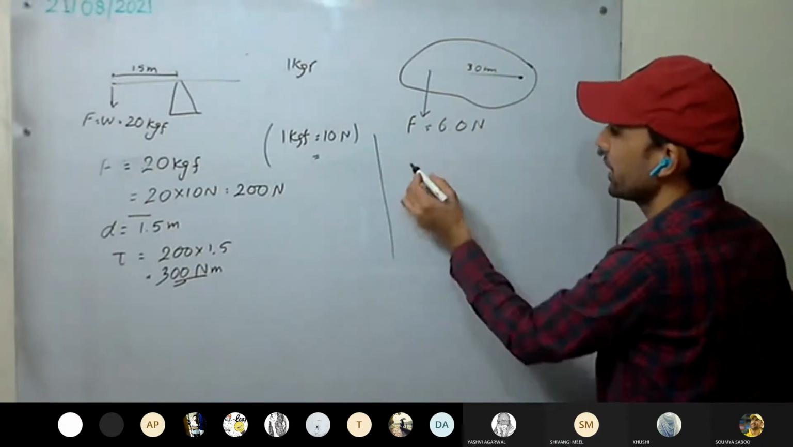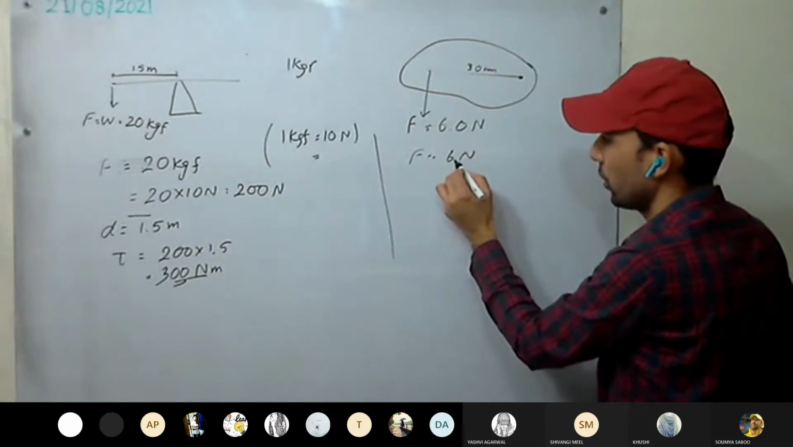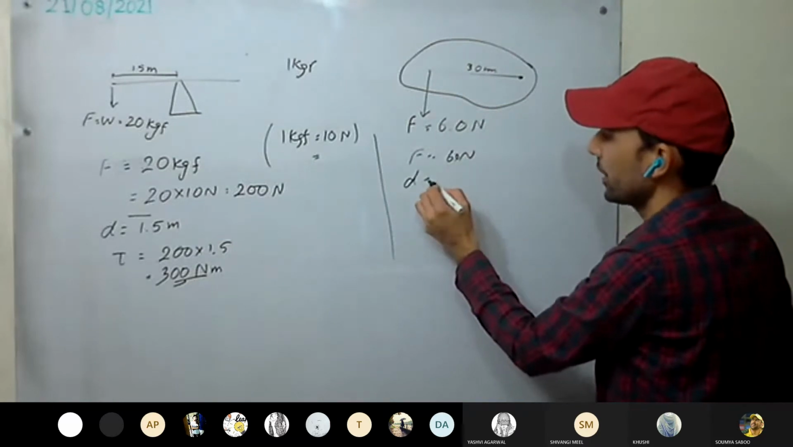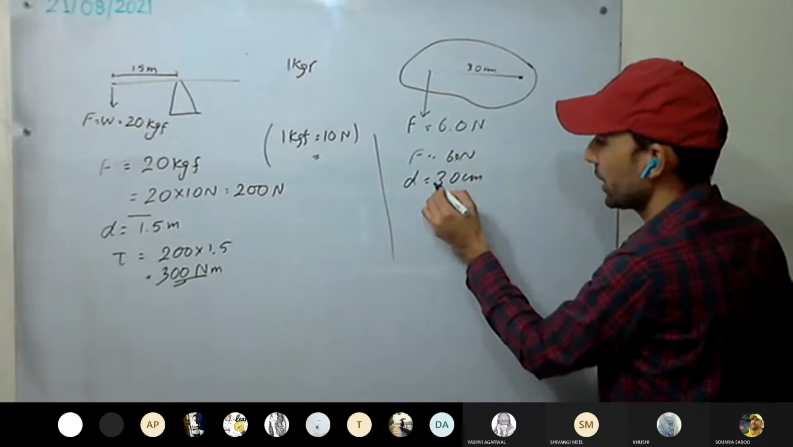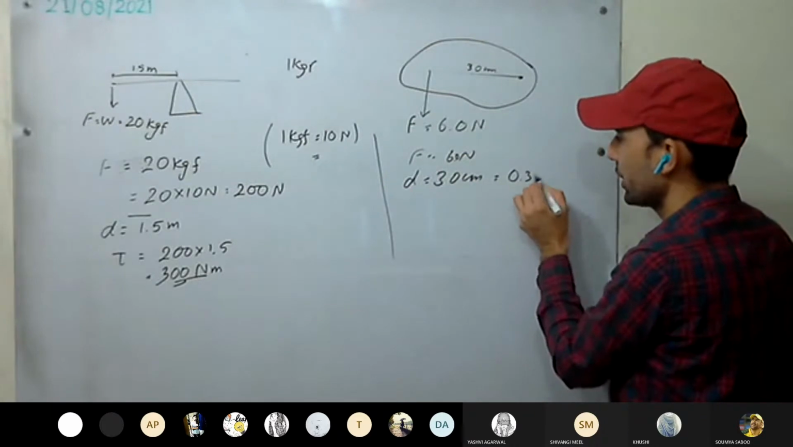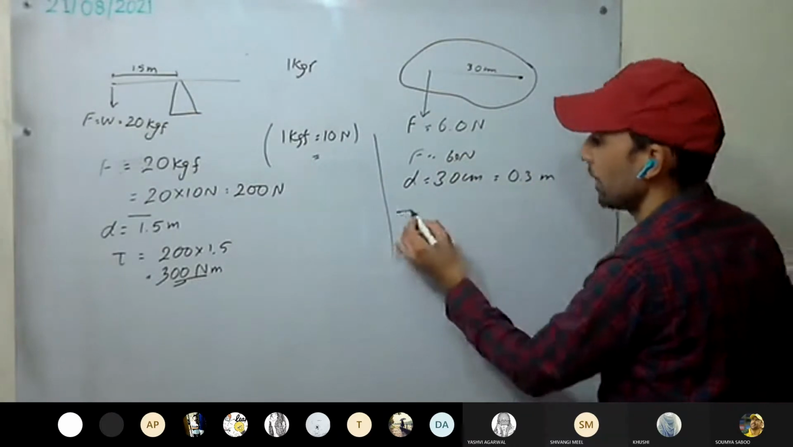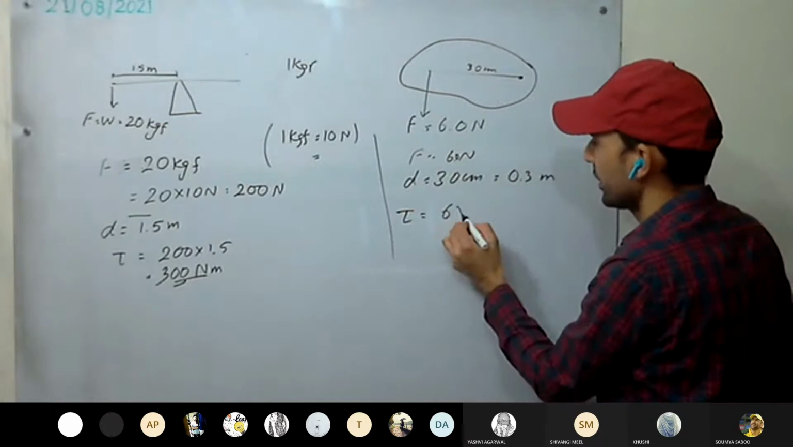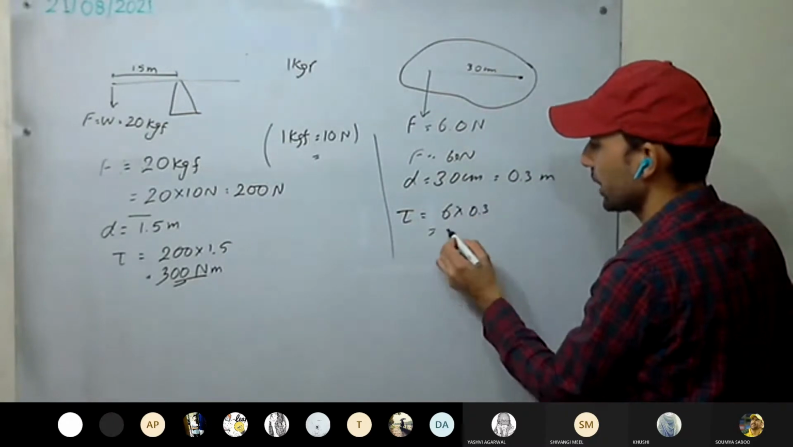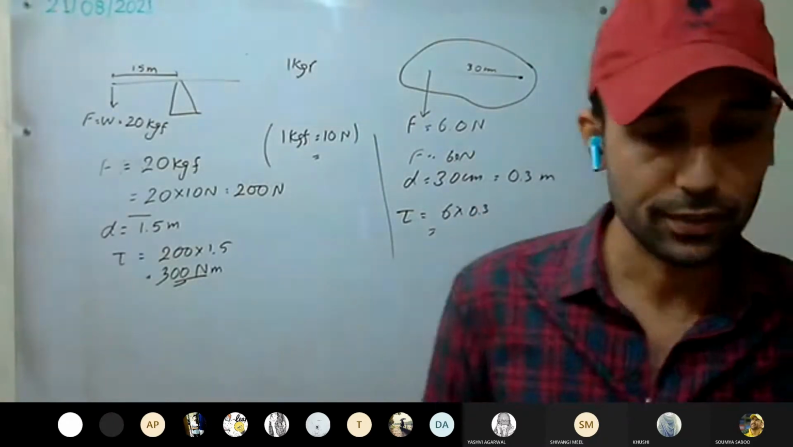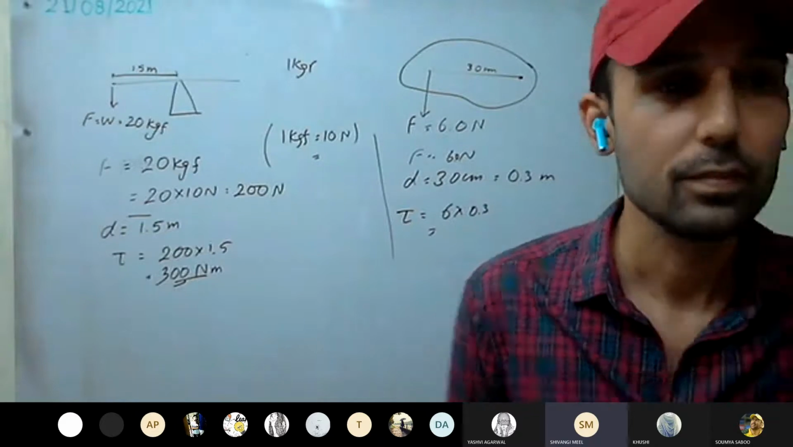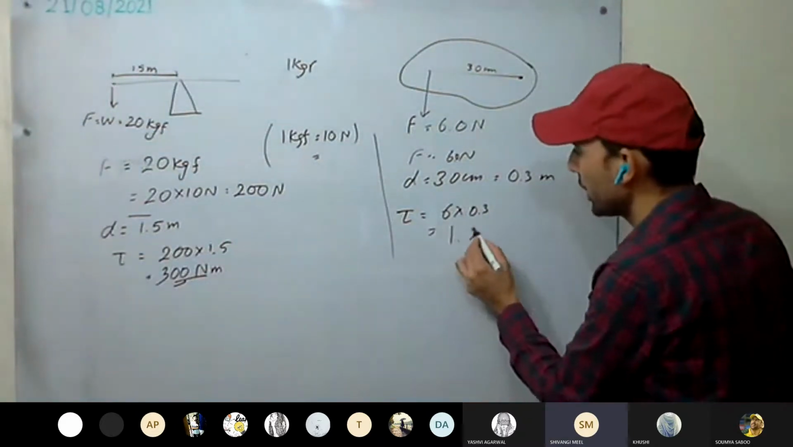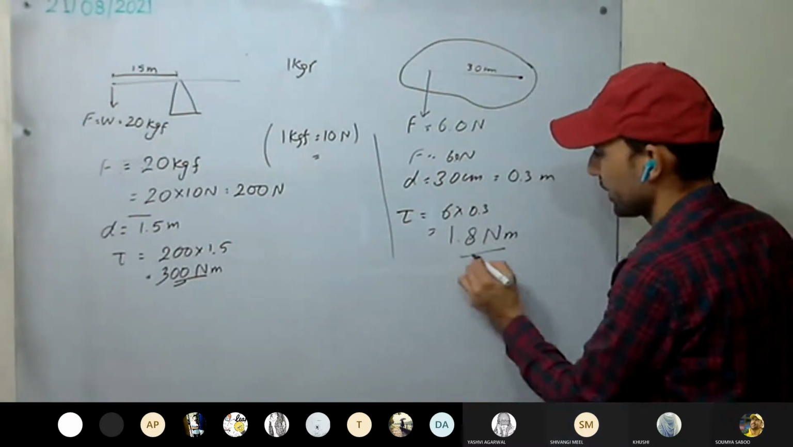So force is given, distance is given. Force equal to 6 Newton or 6.0 Newton, you can say. Distance equal to 30 centimeter. Convert it into meter. How much will it be? 0.3 meter. Calculate the moment of force. 6 into 0.3. How much are you getting? Tell me the answer, everyone. 1.8 Newton meter.